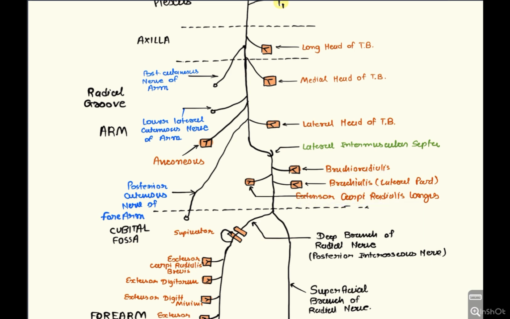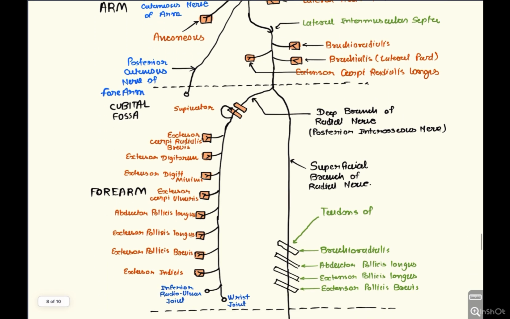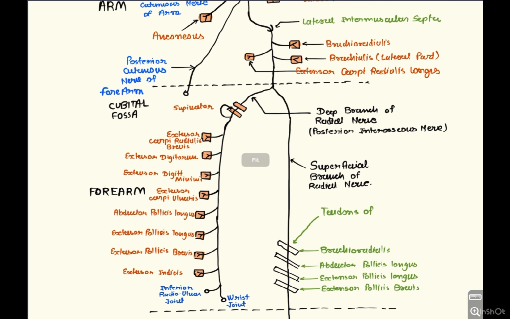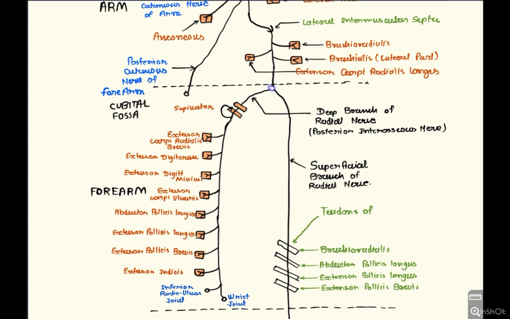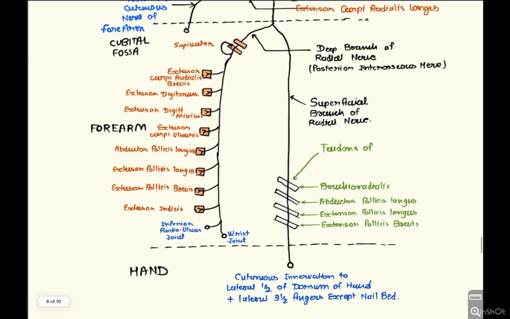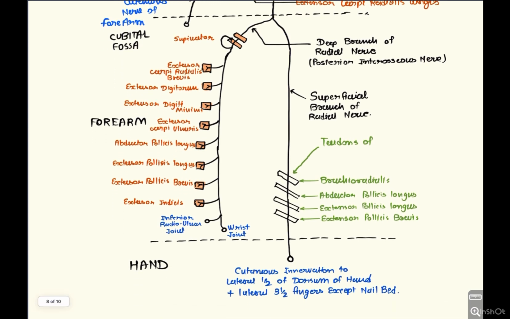So in the arm, the radial nerve passes through the radial groove and then passes to the front of the arm, right? After passing through the arm, it will come to the cubital fossa. In the cubital fossa, it is the most lateral content of the cubital fossa, and there it divides into two branches, the deep branch and the superficial branch. They are the two terminal branches of the radial nerve. Now let's talk about these two terminal branches.